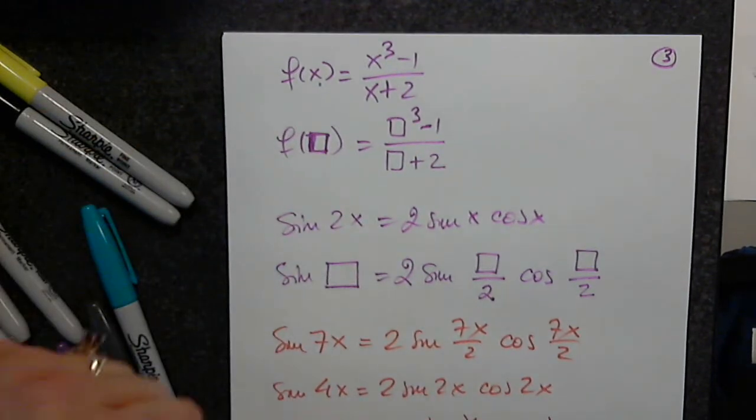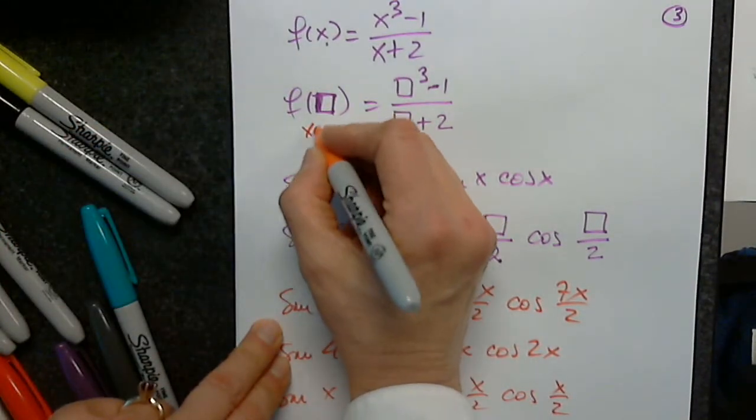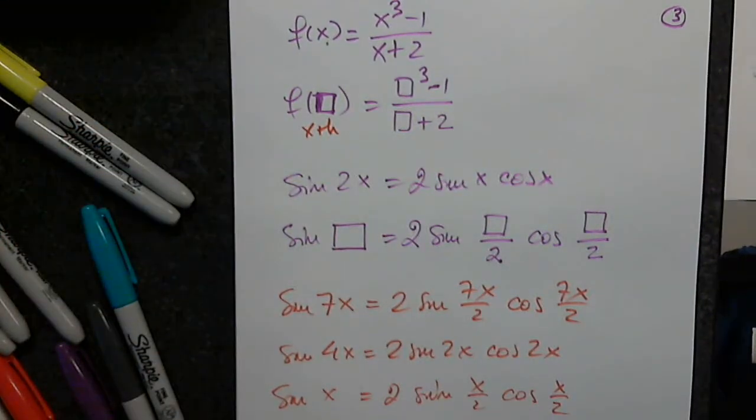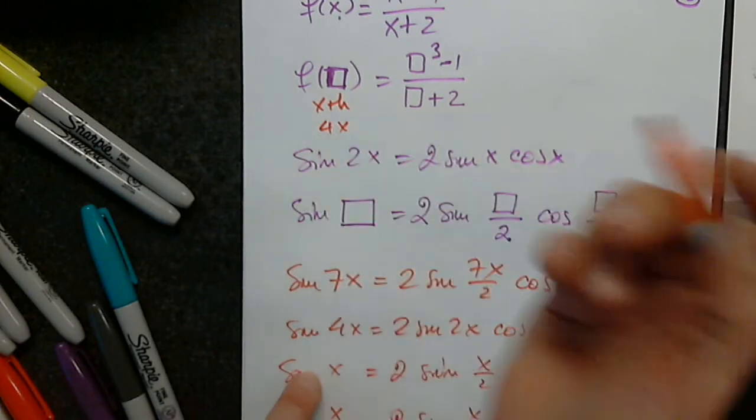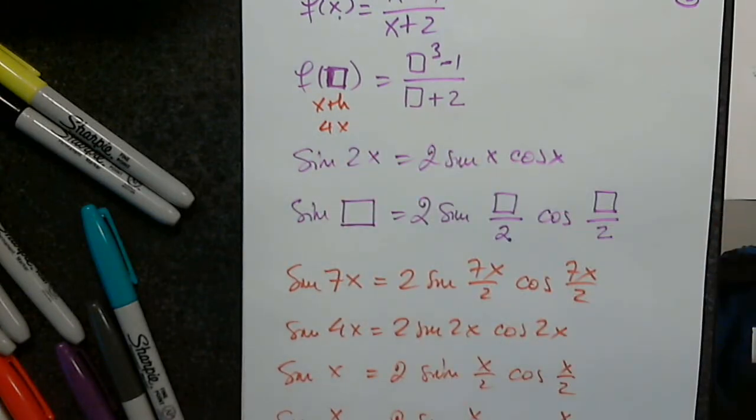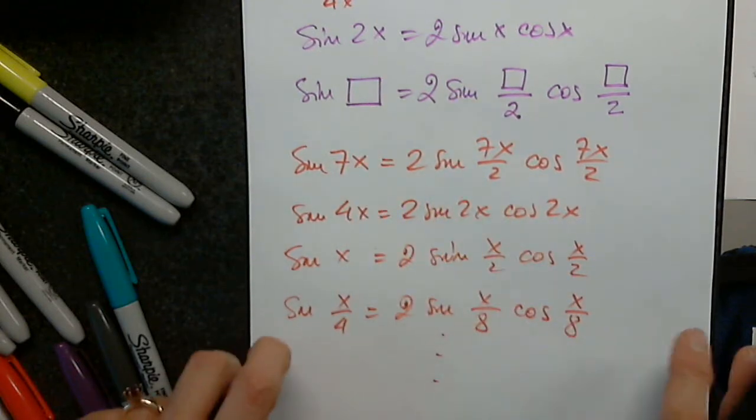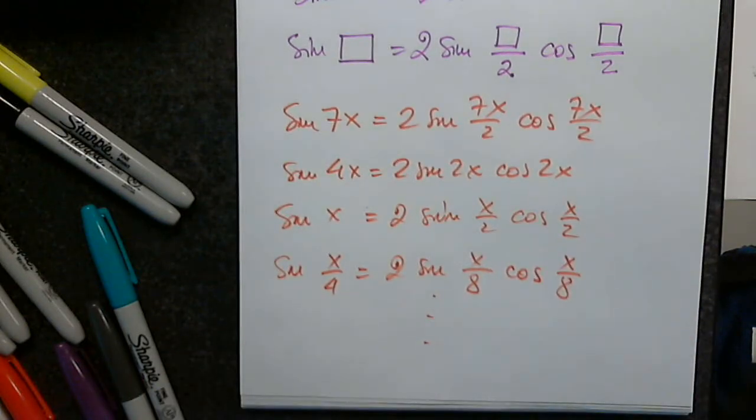But I can plug in, instead of x, x plus h. I can plug in 4x. I can plug in anything, as long as I follow the pattern. The same thing with the formula. And of course, it works for all the other two, right?